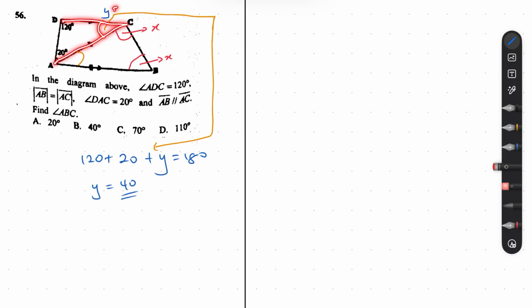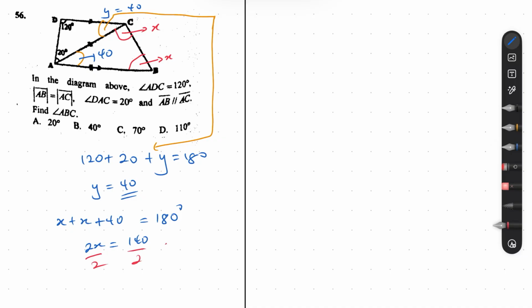So if that angle right here is 40, then this angle will also be what? 40. Cool. So now, since we have this 40 and this x and x, we can find our x, because they would add up to what? 180. So x plus 40 should give us what? 180. So 2x should give us 140. If we divide by 2 each, we have x to be what? 70. Okay, which is C.